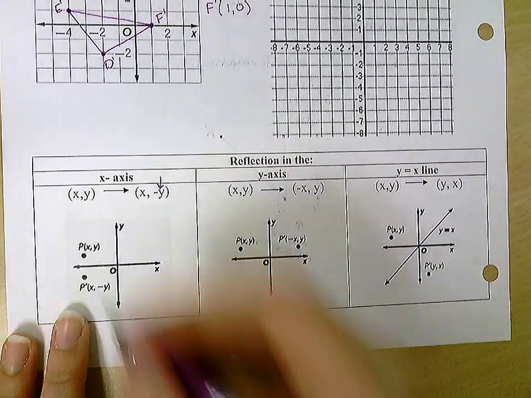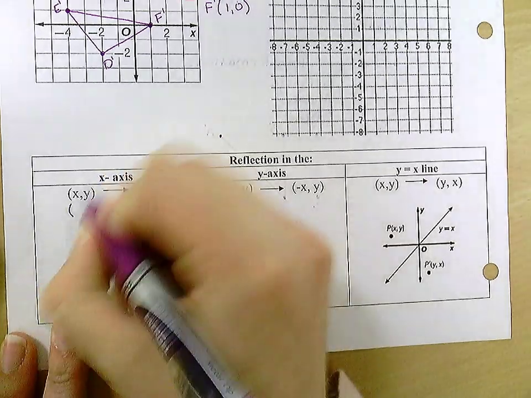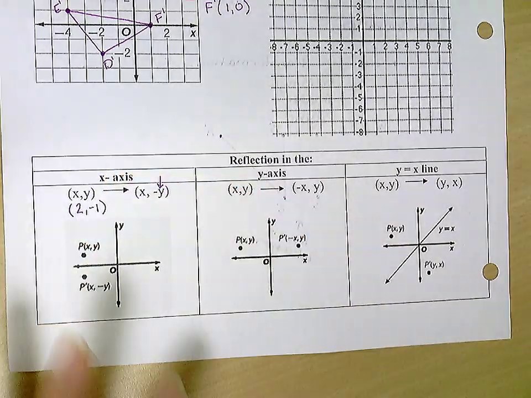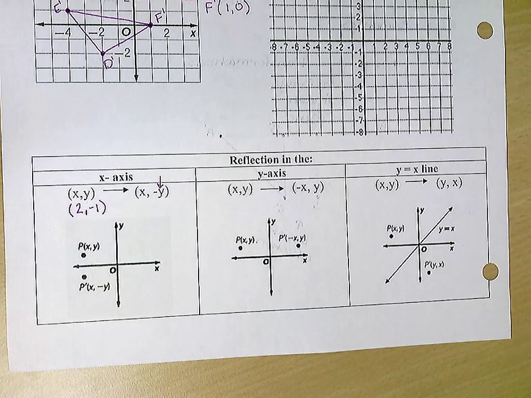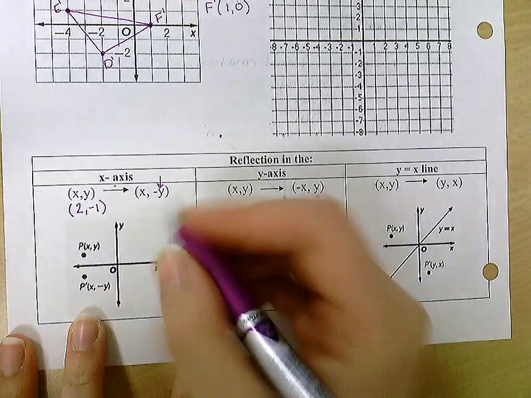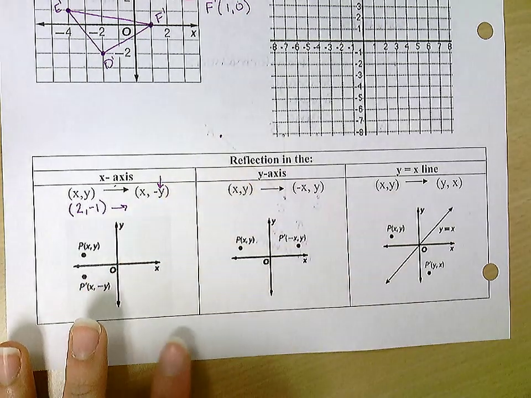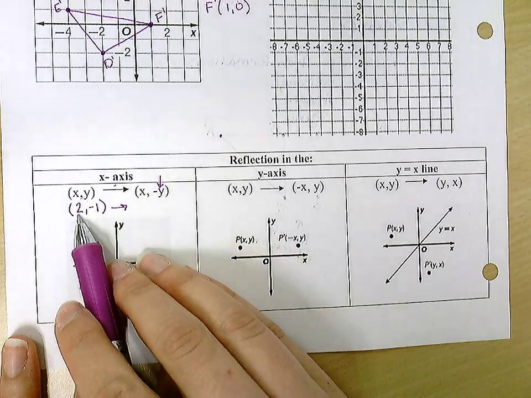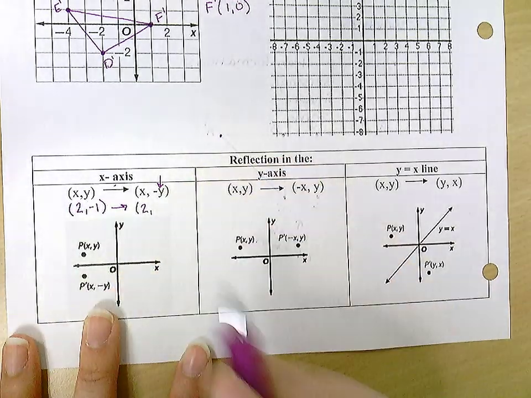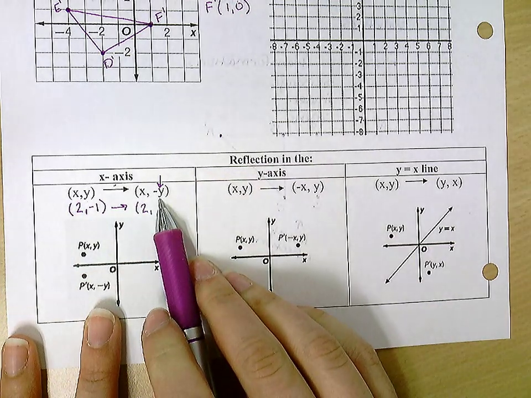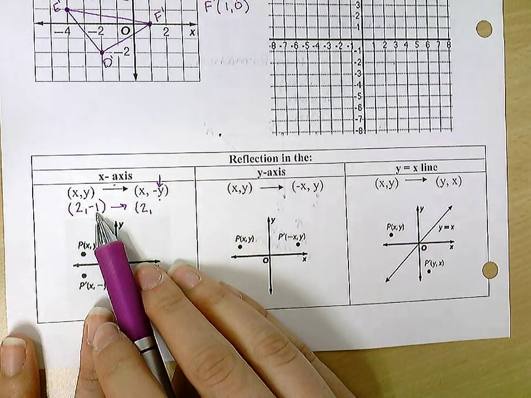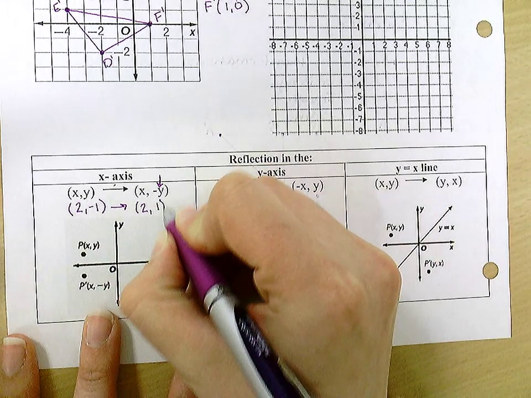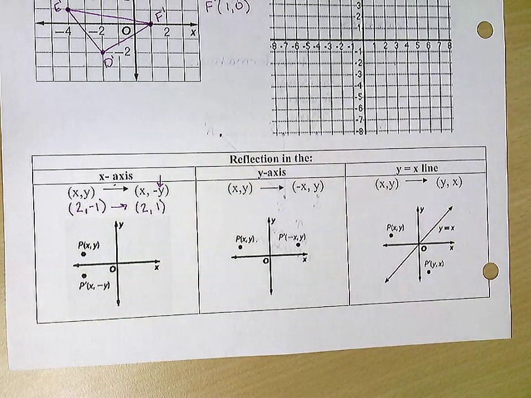For example, if I have 2, -1 as my coordinate, to reflect it in the x-axis, our x value stays the same, so it'll still be 2. Our y value, you need to take the opposite of. So instead of -1, it will be 1. You just take the opposite of what it was originally.